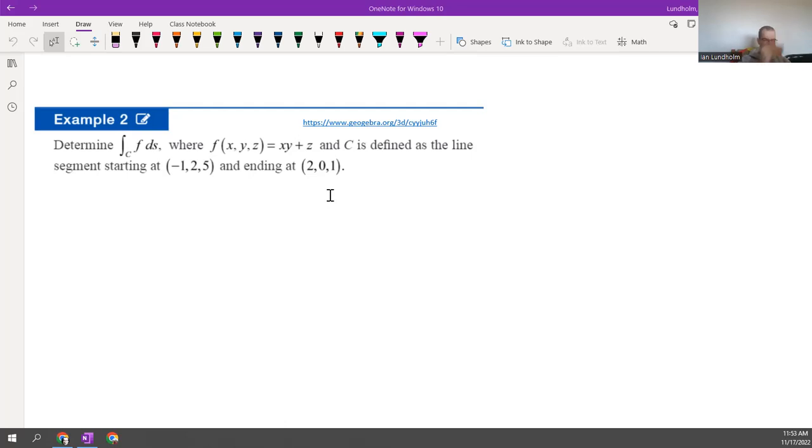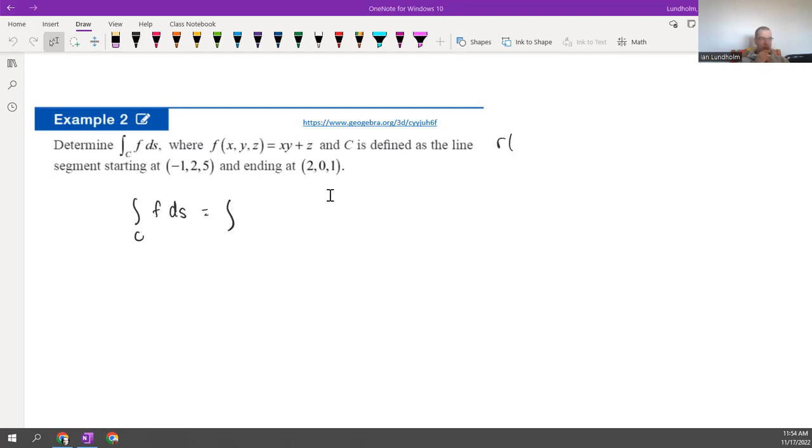Not so bad. All right, again, we're starting off integrating around a curve. Our f is giving us a height, and ds is our arc length differential. But we're going to change all of the stuff into t's. Our curve is a line starting at (-1, 2, 5) and ending at (2, 0, 1). Okay, so we've got a line.